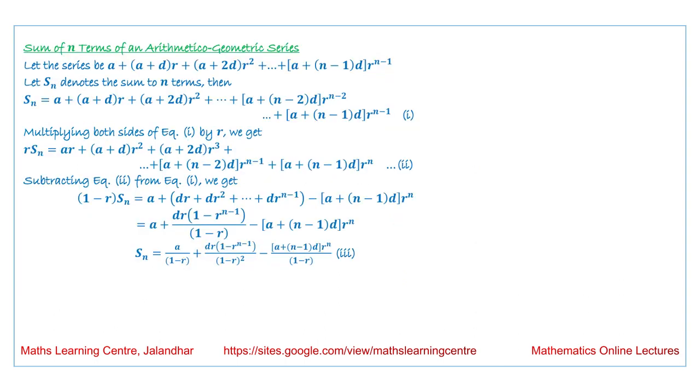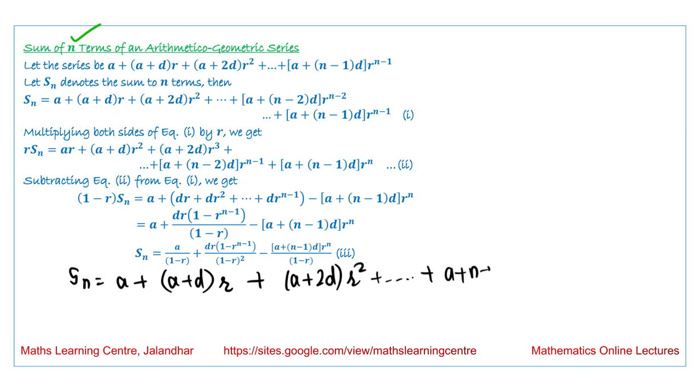Now next we have the sum of n terms of an arithmetic geometric series. Suppose we write the value of Sn, that is equal to a plus d times r, plus a plus 2d times r square, plus so on up to a plus n minus 1 d times r raised to the power n minus 2, plus a plus n minus 1 d times r raised to the power n. This power is n minus 2.